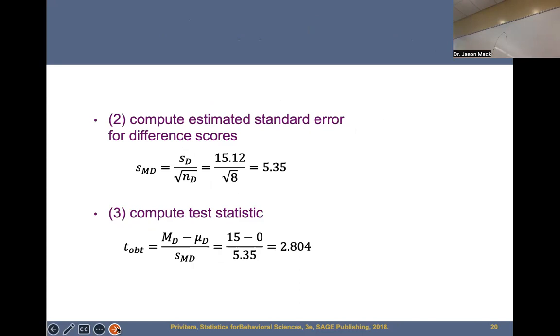Compute the estimated standard error of the difference scores. So the standard error is the standard deviation divided by the square root of n of the differences, 15.12 divided by the square root of 8, which is 5.35. And then we would compute the test statistic, the t obtained value: the sample mean difference minus the population mean difference, divided by the standard error of the difference scores. So 15 minus 0 divided by 5.35 is 2.804.